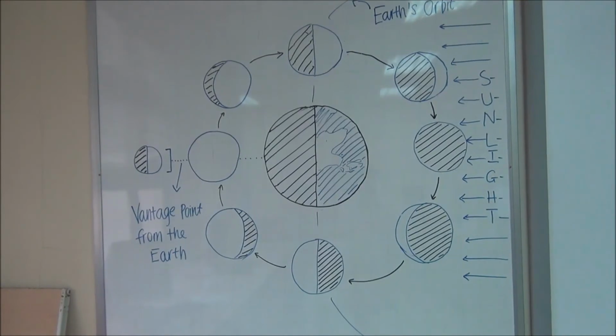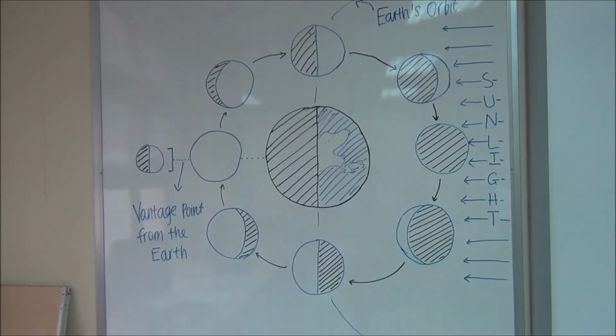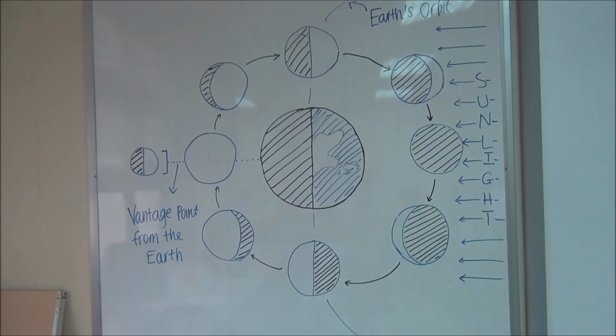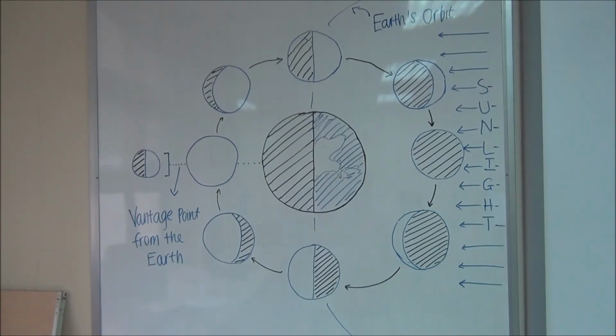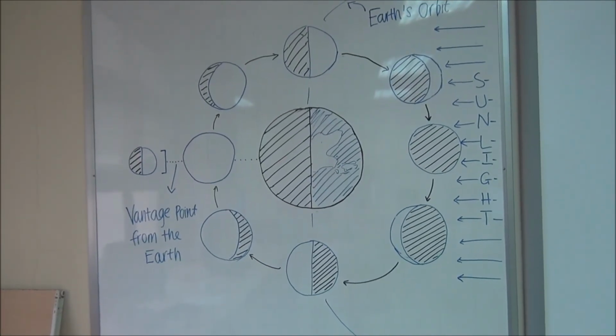In a nutshell, the different moon phases are produced due to the alignment of the moon and the sun, as well as depending on the position of the moon in relation to the sun and the earth.